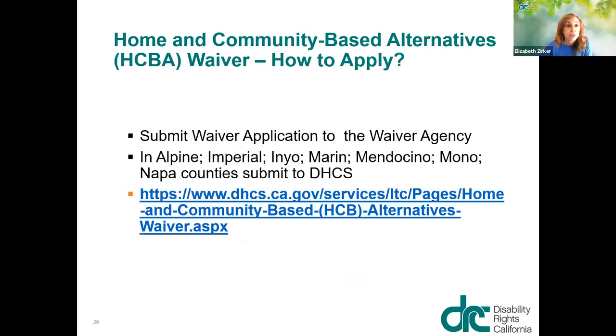Next slide, please. So how do you apply to the HCBA waiver? The HCBA waiver is administered by waiver agencies. So DHCS has an integrated systems of care division, which is over these waiver agencies. They are across the state, and which waiver agency you would apply to is based on what county you live in. In Los Angeles and some other Southern California counties, it's actually even more granular. You need to figure out which waiver agency you would apply to based on your zip code. All of that information, though, is available on the website linked here.